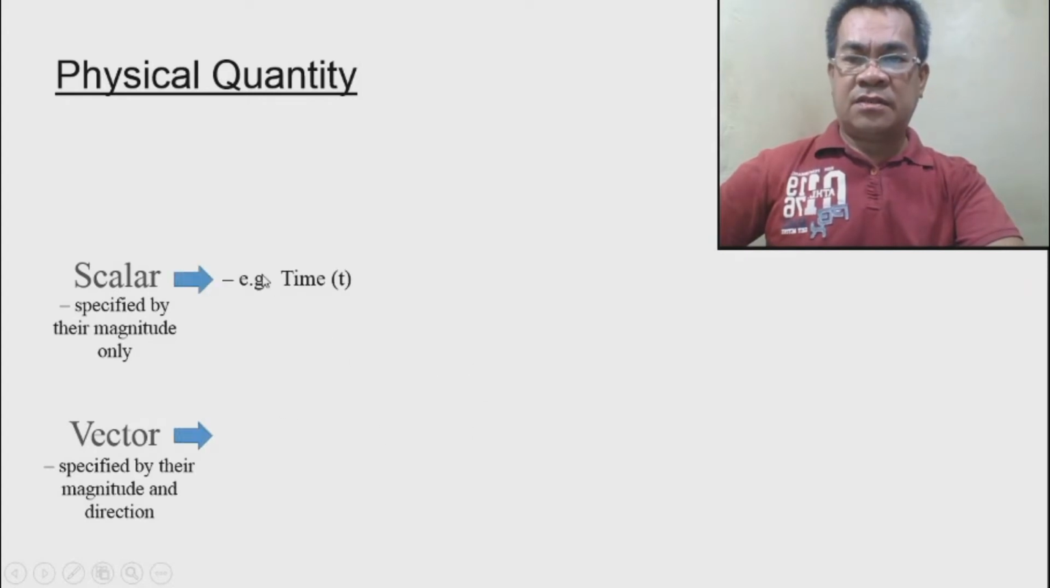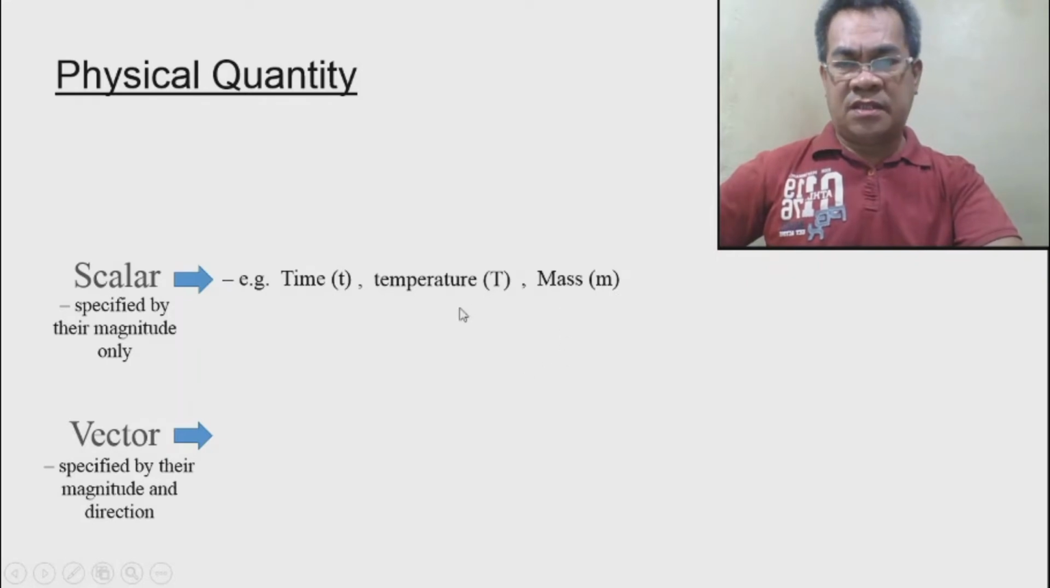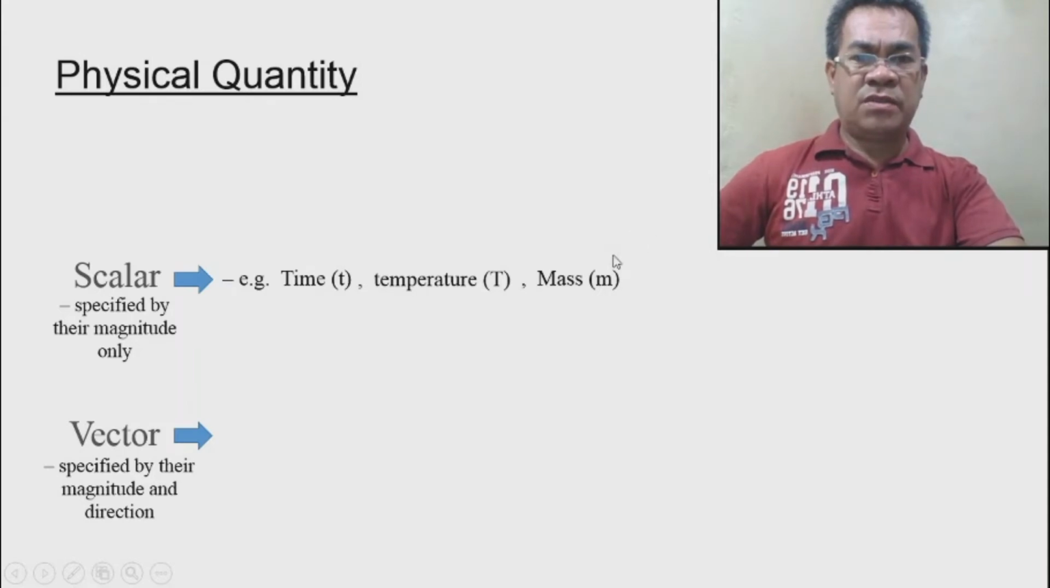Okay? So, for example, an example of scalar is time. Time doesn't need direction. So, no need to provide north or east for the time. So, therefore, this is purely scalar. Aside from that is temperature. Temperature has no direction, so this is a scalar. The mass also is scalar. Remember, mass is the quantitative measurement of inertia. This is scalar. There's no direction.